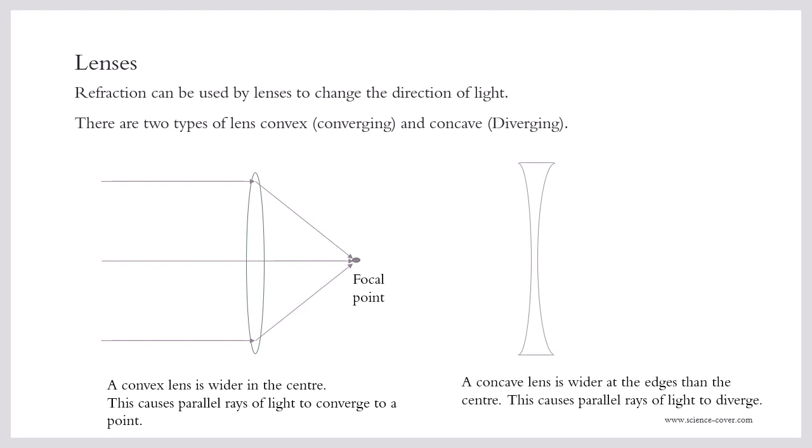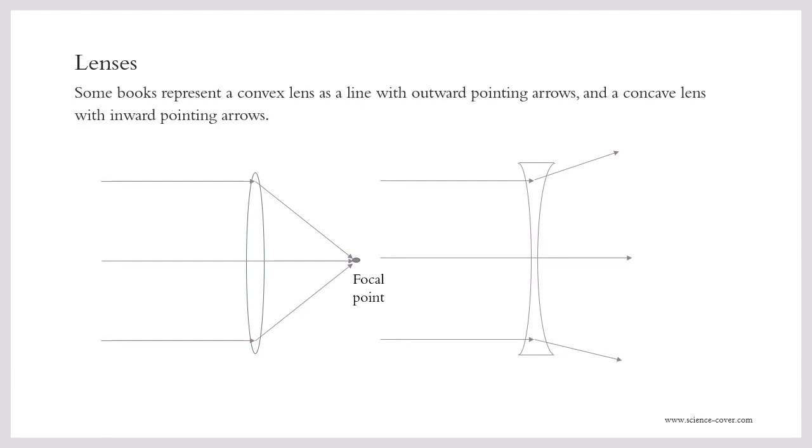A concave lens is wider at the edges than at the center. This causes the parallel rays to diverge and move out from the center. Some books represent convex lenses as a line with outward pointing arrows, and a concave lens as a line with inward pointing arrows.